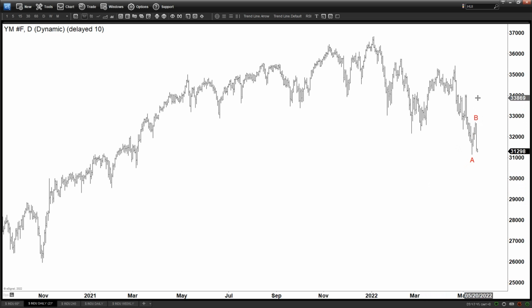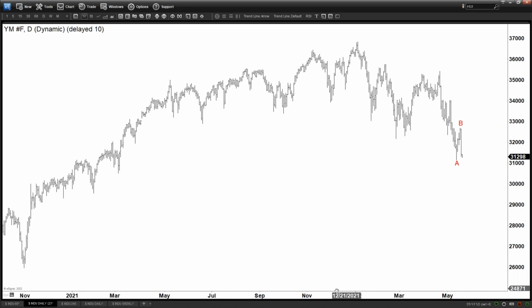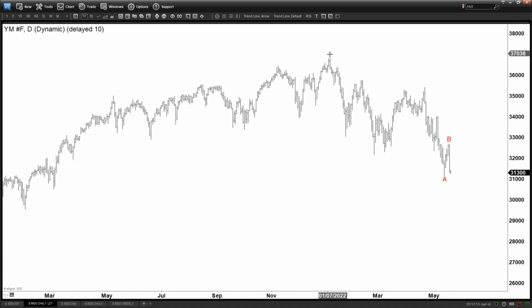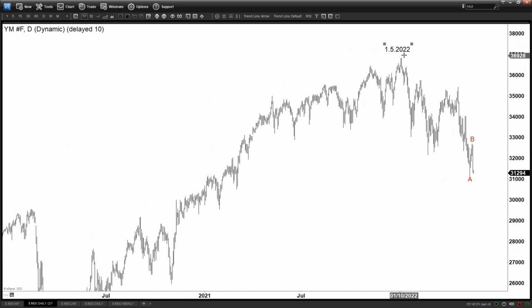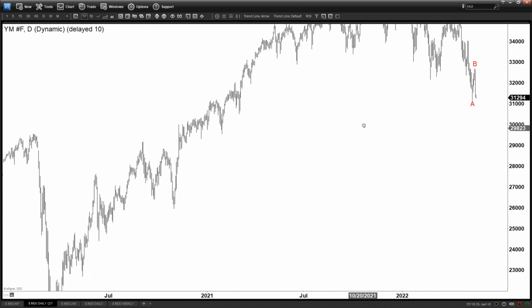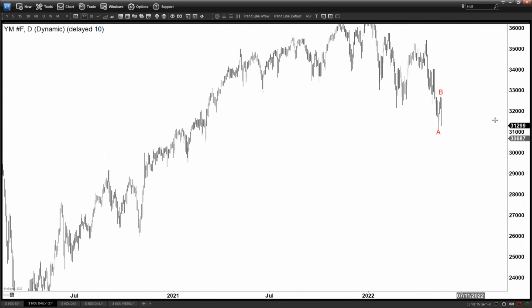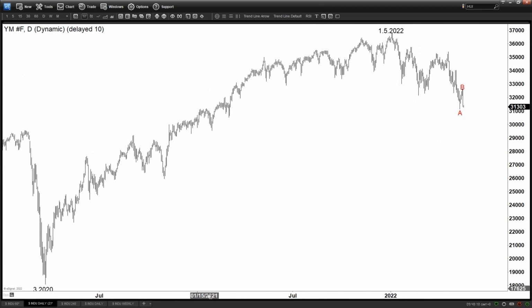All right, so first of all, let's take a look at the bigger picture here. This is the all-time high in the Dow, which is January 5th. So we got the all-time high over here earlier this year, and this is of course the COVID-19 low, as you all know, March 2020. Okay, so let's zoom out on the daily like this.